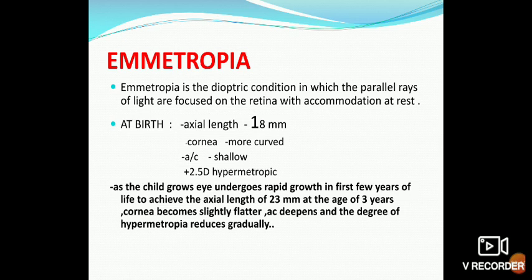Emmetropization is the process that occurs as the child grows. Okay. At birth, no one is emmetropic. Remember, at birth the axial length of the eyeball is 18 millimeter, the cornea is more curved, the anterior chamber is more shallow, and at birth, the child is 2.5 diopter hypermetropic. As the child grows, the axial length will increase, the cornea will be less curved, that is, flatter, and the anterior chamber depth increases. So as the child grows, there is emmetropization, and this emmetropization is achieved at the age of 7 to 8 years. Okay.